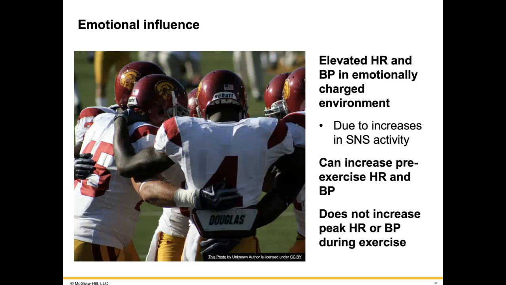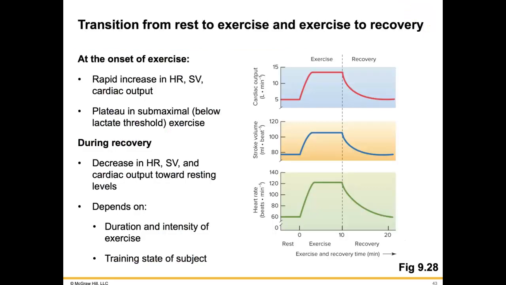You might be wondering, how does emotional influence affect the heart? We see that there's elevated heart rate and blood pressure in an emotionally charged environment, and this is due to increases within our sympathetic nervous system. It's kind of how your nerves and your anxiety become a little bit heightened right before a competition. And it can increase pre-exercise heart rate and blood pressure, but it does not increase peak heart rate or blood pressure during exercise.